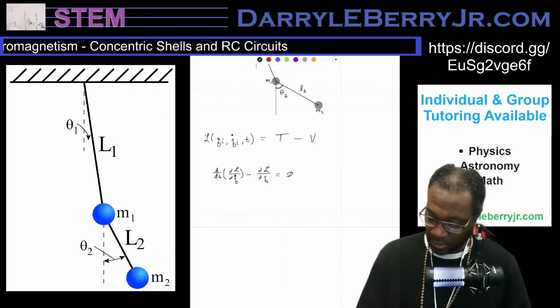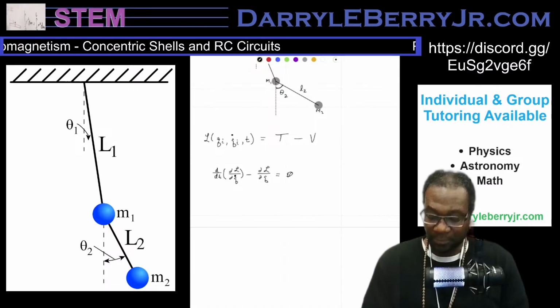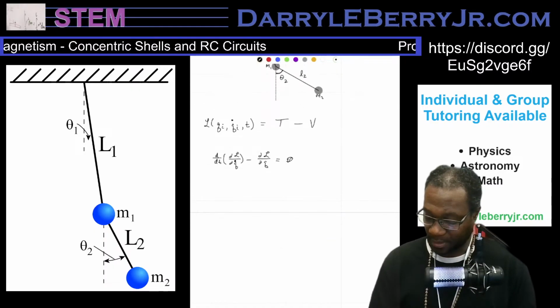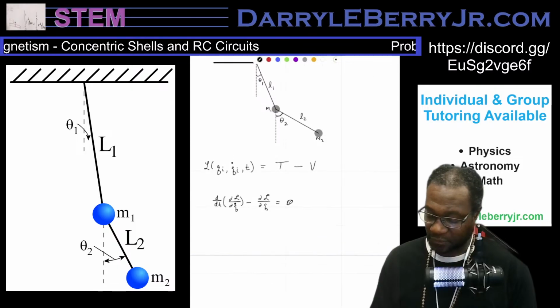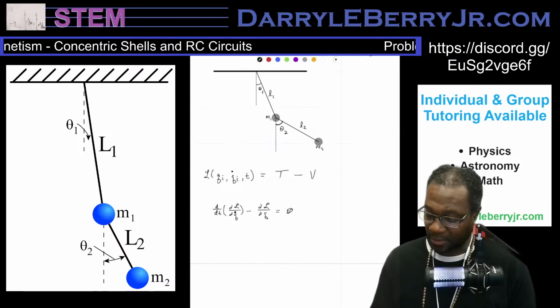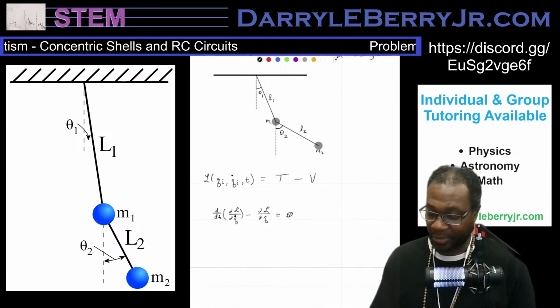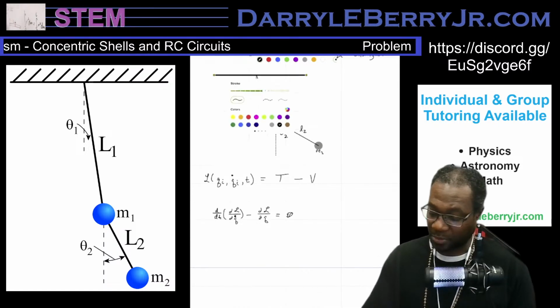We can actually output the equations of motion just from taking these steps. So what we need to do now is figure out what the kinetic energy and potential energy is for the system, if you can apply the Lagrangian formulation.